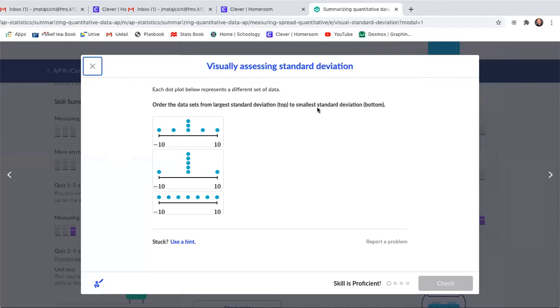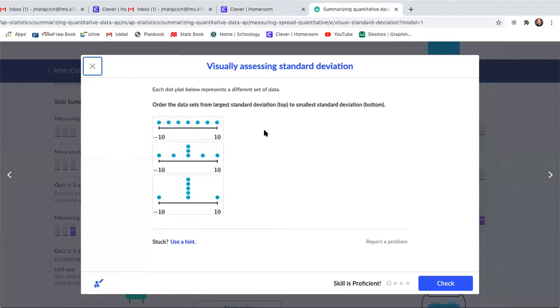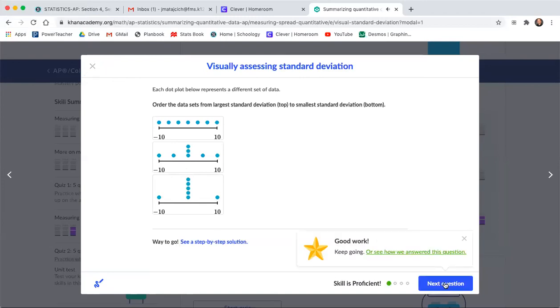Okay, so if we were looking at this data set, which one appears to have the highest standard deviation? In other words, which one appears to be the most spread out? And I think it's pretty obvious that it's this. The next highest standard deviation would certainly be this one. It's more spread out than this one on the bottom. The bottom would definitely have the smallest standard deviation because it only has 2 points that don't fall on its mean. So I'll hit check.